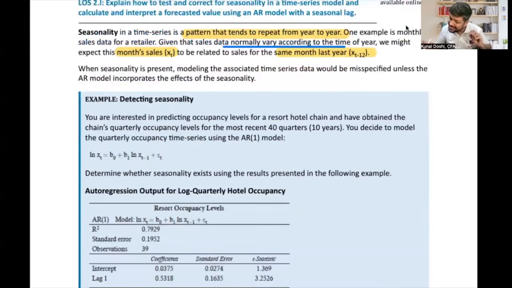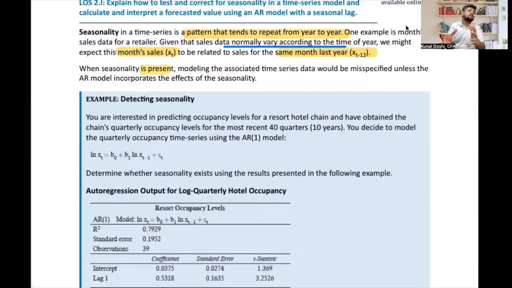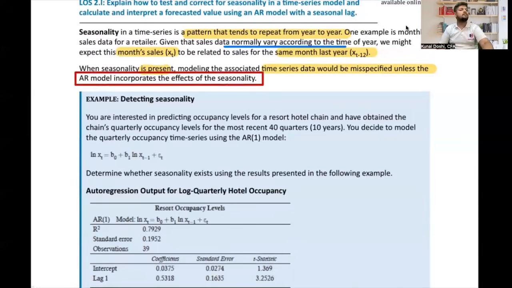Okay. So when seasonality is present, remember that the time series is non-covariant stationary, or non-stationary. When seasonality is present, modeling the associated time series would be misspecified unless the AR model incorporates the effects of seasonality. And how do we fix it up? First of all, we will detect the seasonality, right? If there is seasonality, then we will have to change the model. We'll have to input or add something into the model so that we can use the model. Okay. So let us understand that.